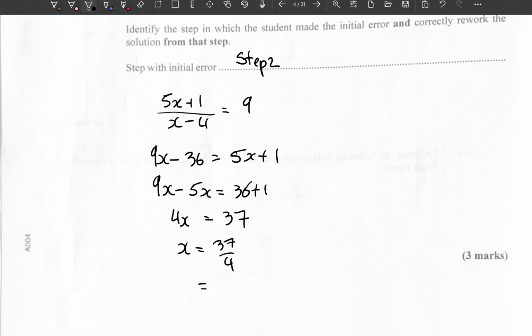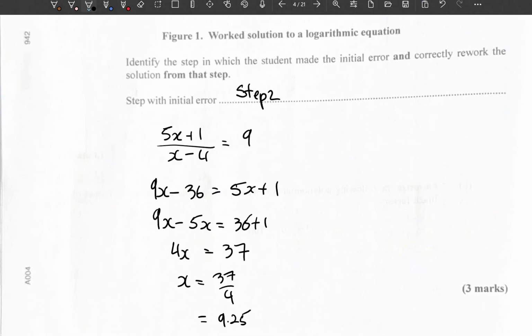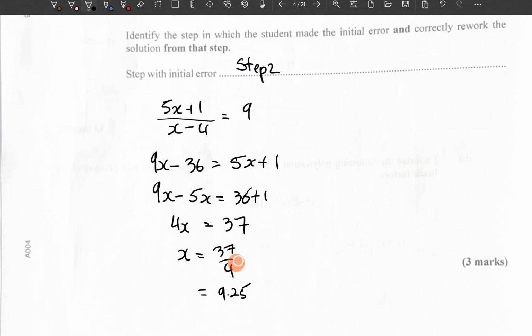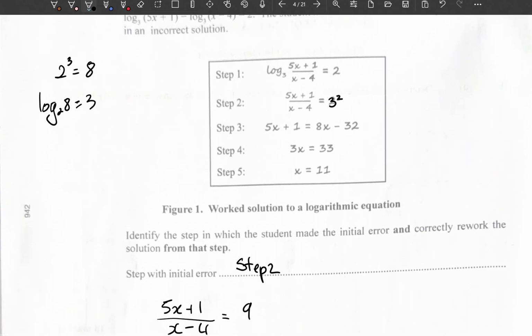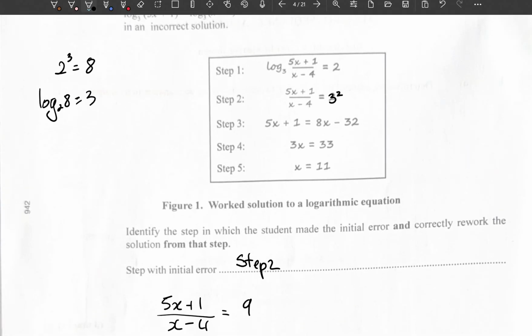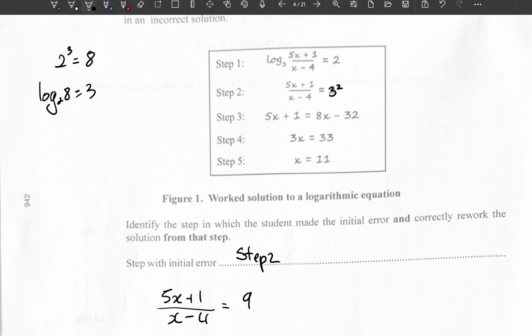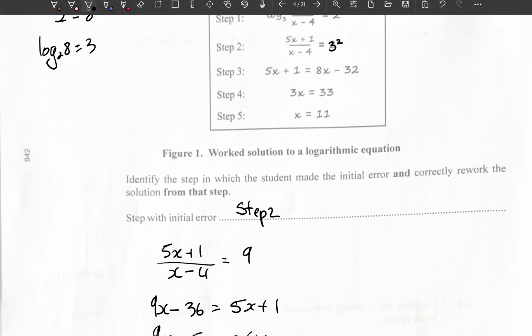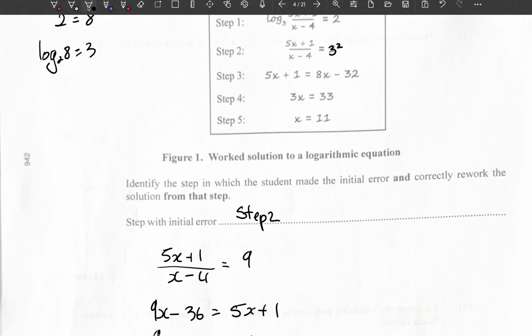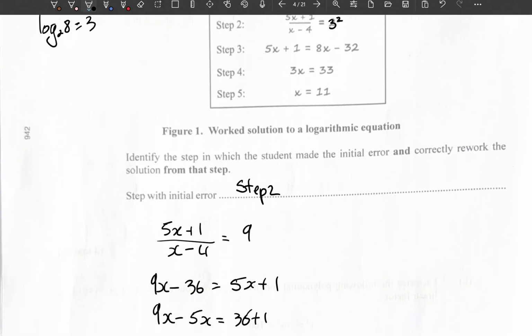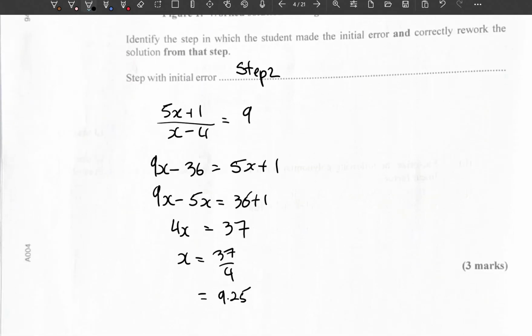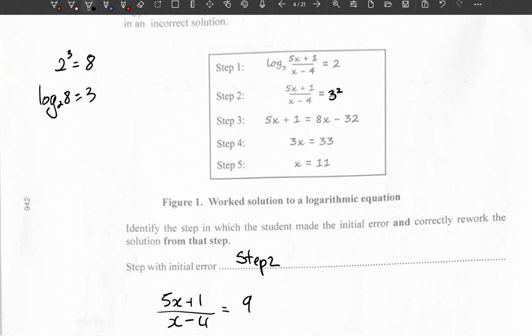We can leave it like this, or using the calculator, we get 9.25. Right? It seems as if this was so close to being a nice round number, but that wasn't the case. Let me just double check that. So that's 3 to the power 2, that's 9. Yeah, so 9 times x minus 4 is 9x minus 36, equal to 5x plus 1. Yeah, so we would get this here. Right, so moving right along.